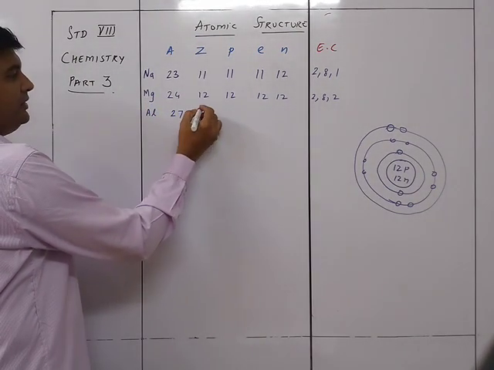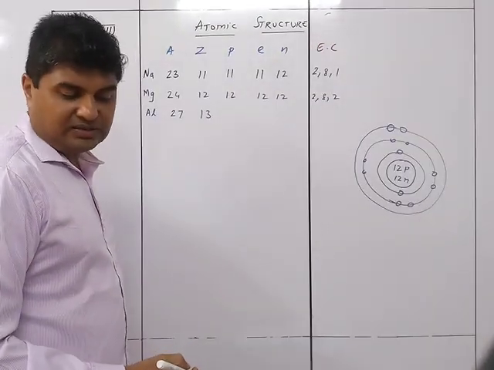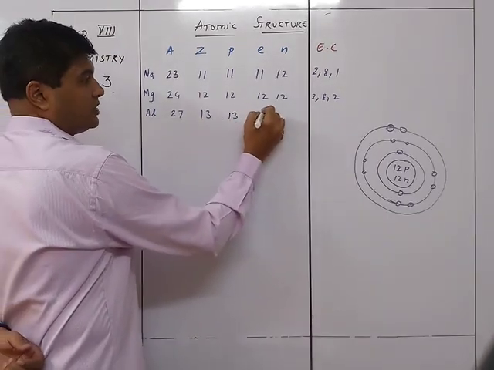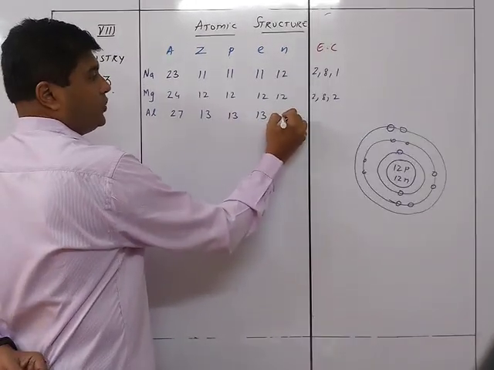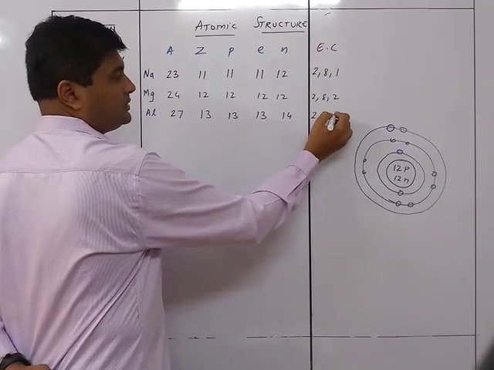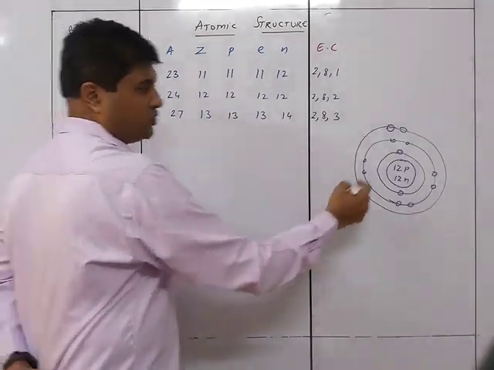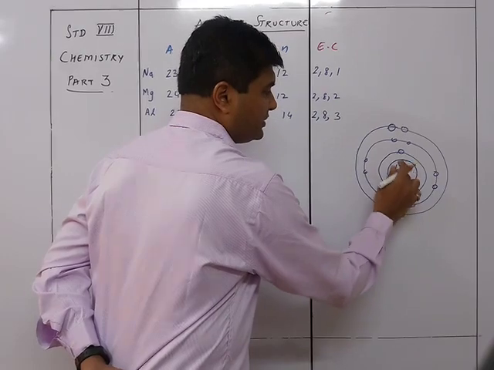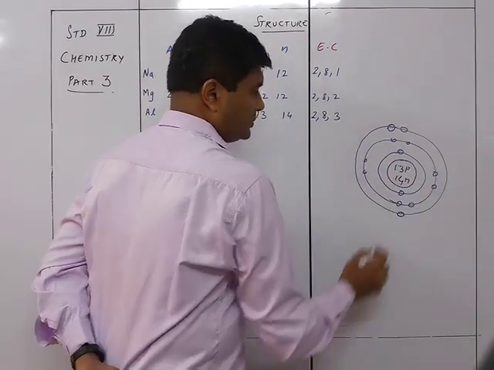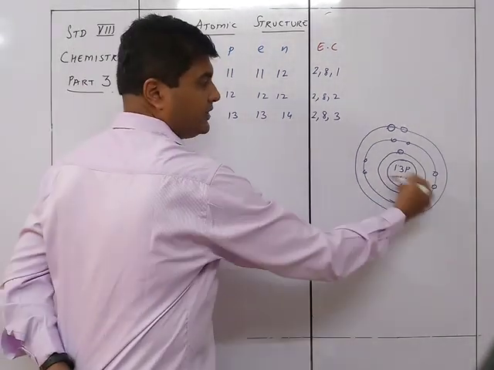Aluminium will be 27, 13. Okay, 27 and 13. 27 is the mass and 13 is the number. So 13 protons, 13 electrons and 14 neutrons. So accordingly it will be 2, 8, 3 because 13 are there. So 2, 8 is 10, 10 plus 3. So this will be just one more addition of this thing with 13 protons and 14 neutrons. That is aluminium. This structure is of aluminium.